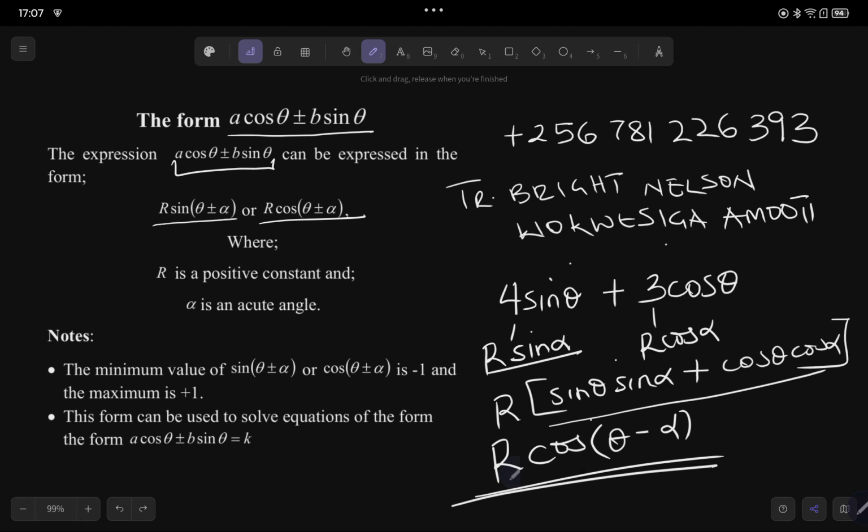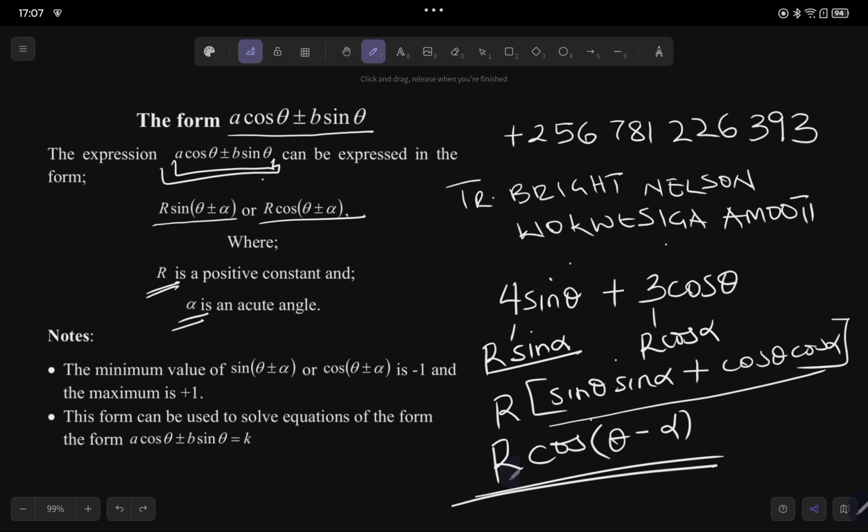So that's what we are trying to look at. We are trying to master, but we shan't, of course, be using guesswork as what I'm doing here. I'm doing it out of experience, but we shall be looking for a way of expressing this general expression in terms of r sine theta plus something, minus something, r cos blah blah blah. R is a positive constant and alpha is strictly an acute angle.